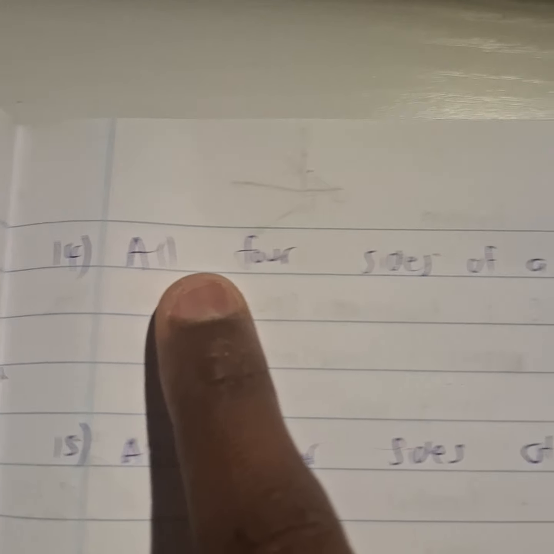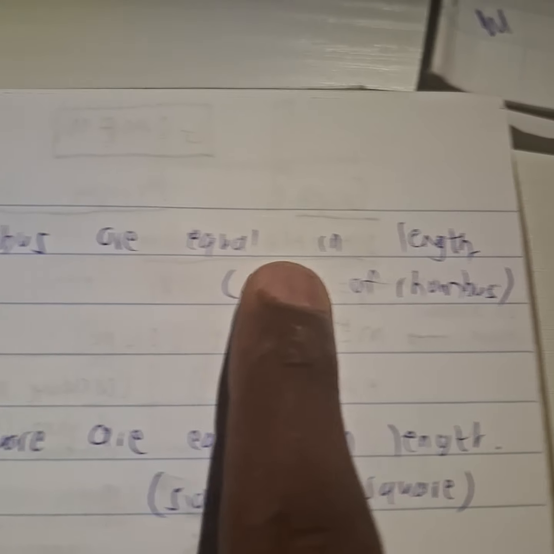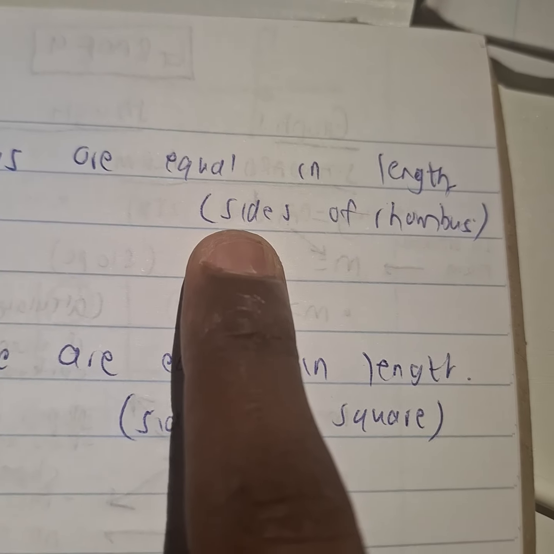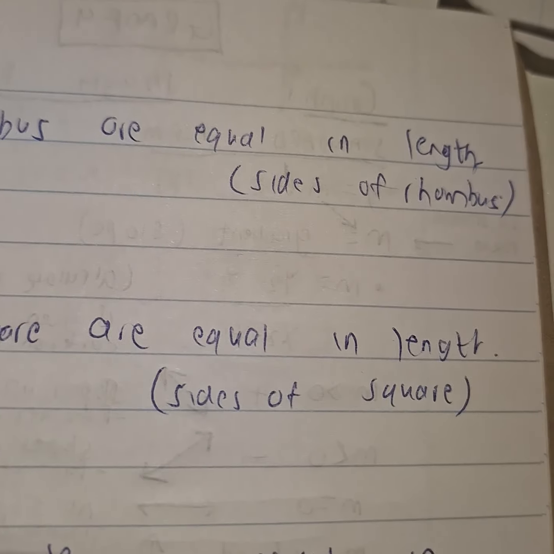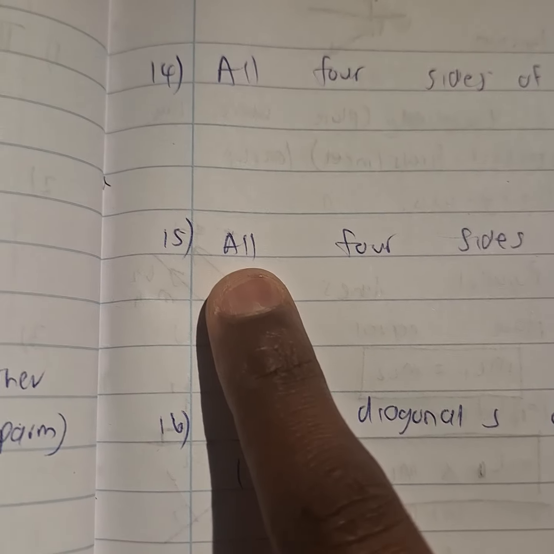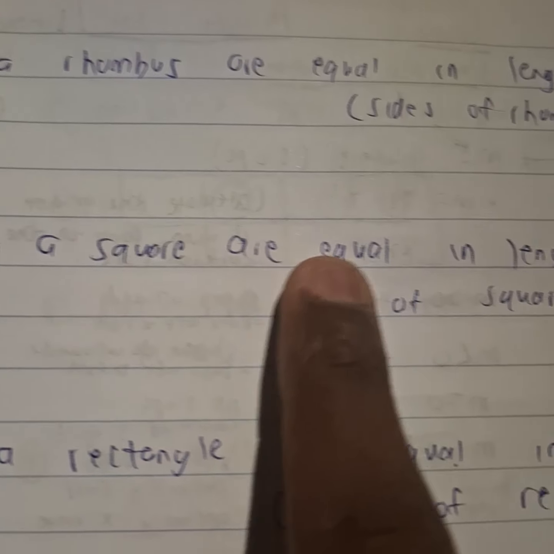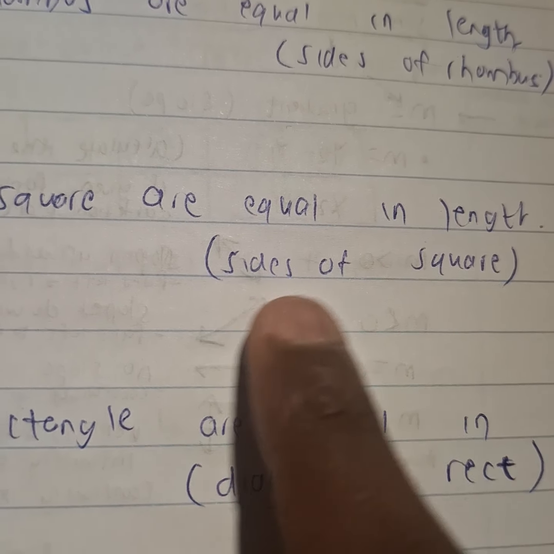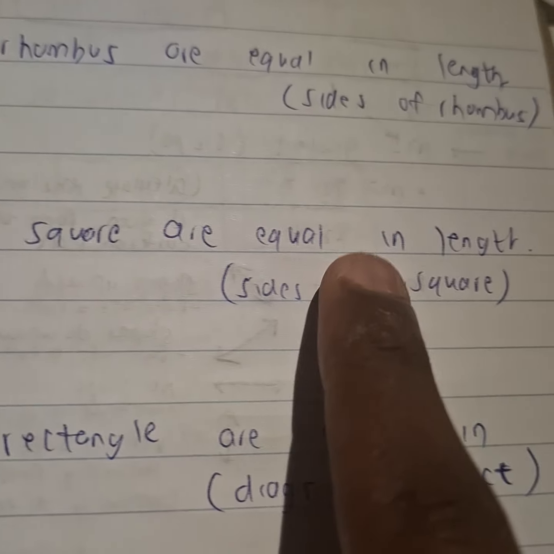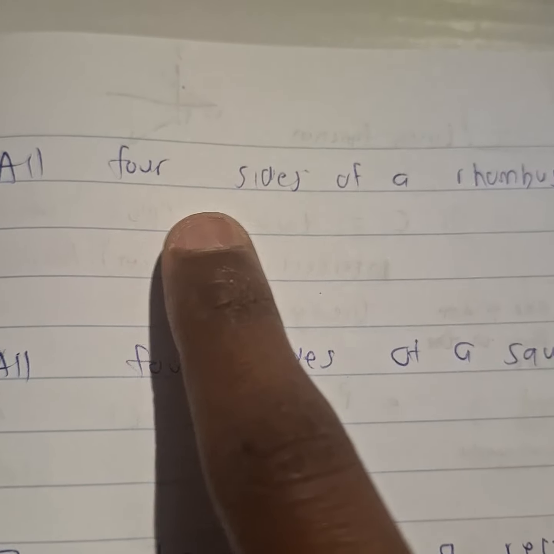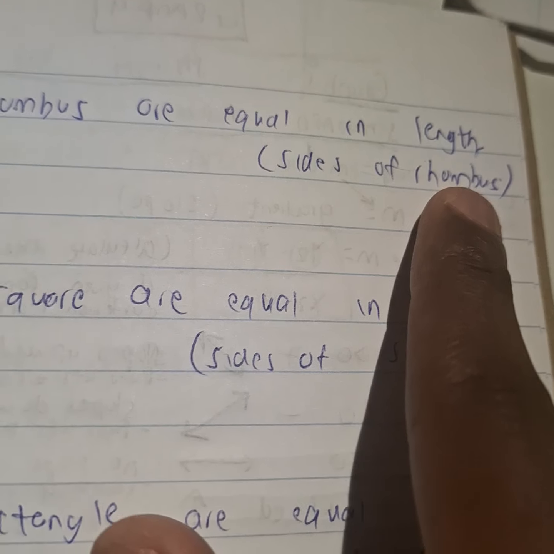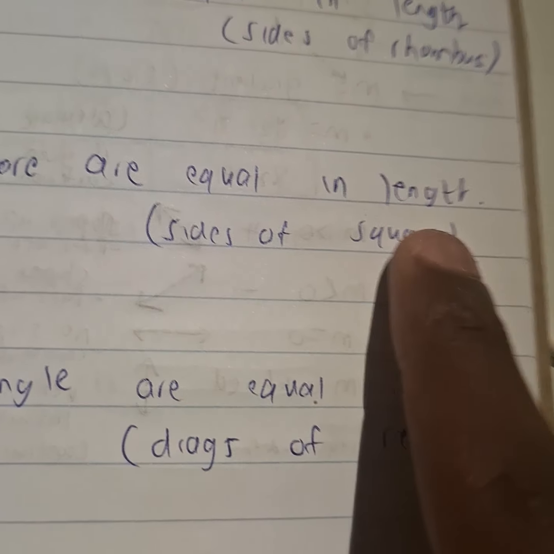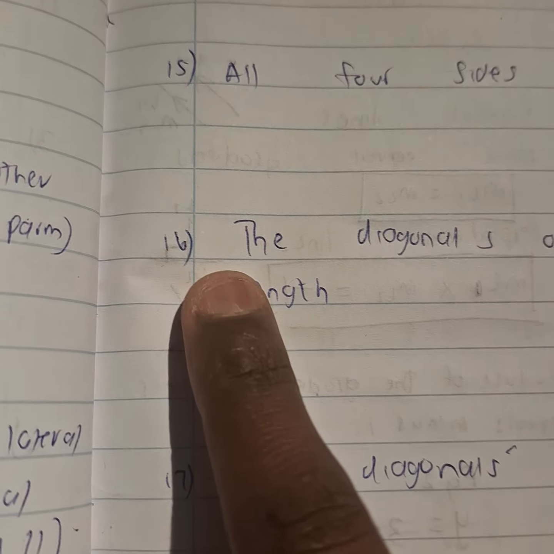Number 14, all four sides of a rhombus are equal in length. And the reason is simply sides of rhombus. We just write sides of rhombus, full stop. Number 15, all four sides of a square are equal in length. This refers to the sides of a square. We just write as a reason sides of square. And people will know that we are referring to the fact that all four sides of that square are equal in length. So it's all four sides of a rhombus are equal in length, we just write sides of rhombus. If it's all four sides of a square that are equal in length, we just write sides of square as our reason. Number 16.